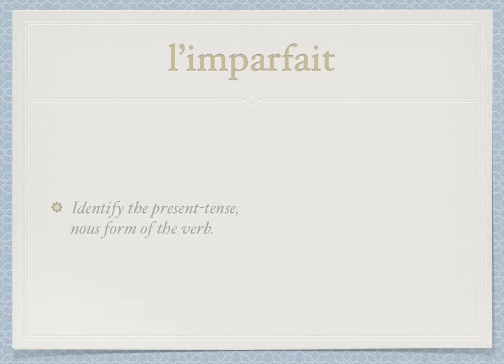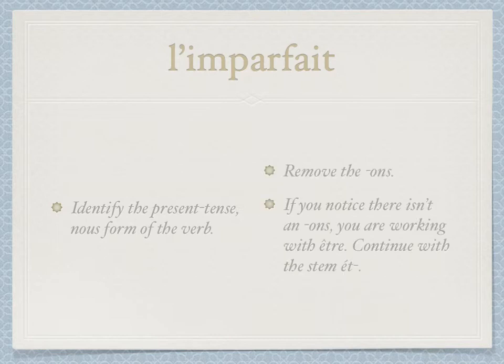In order to form it, you must identify the present tense nous form of the verb you are working with, and you remove the ONS. So if you notice that there is not an ONS, that means you are working with the verb être. It happens to be the only verb in the entire French vocabulary that does not end with ONS in the nous form. So when you remove the ONS, you're finding what's called the stem. Use the stem é accent aigu T for the verb être.